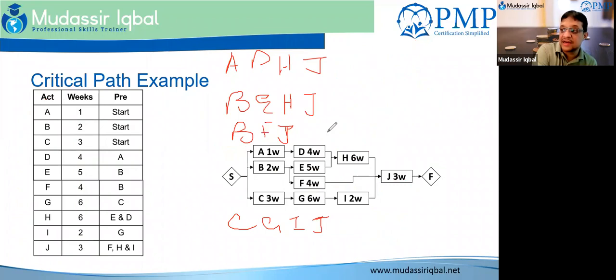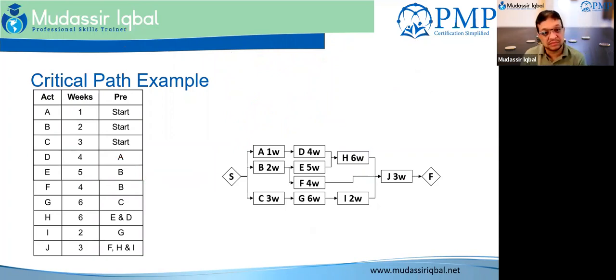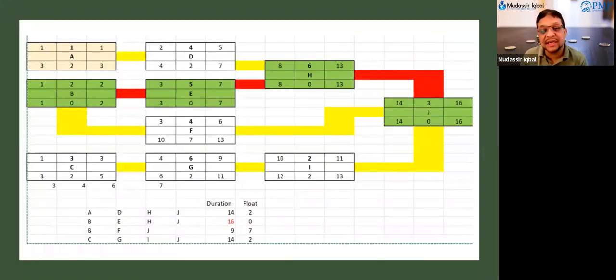And if I remove all this and go to the next screen, this is how it is. You have an activity A, D, H, J, 16. You have a float of 2 here. Then B, F, and J, you have a float of 7. Then you have C, G, I, J, you have a float of 2. I have given you an example that this is your critical path.